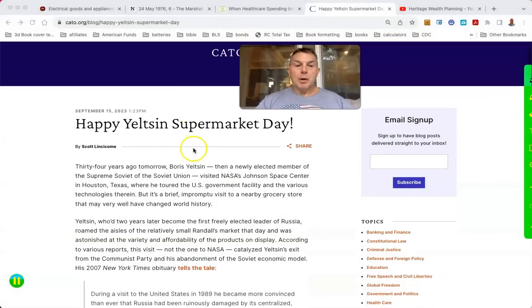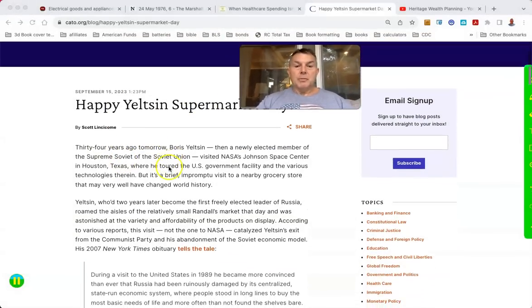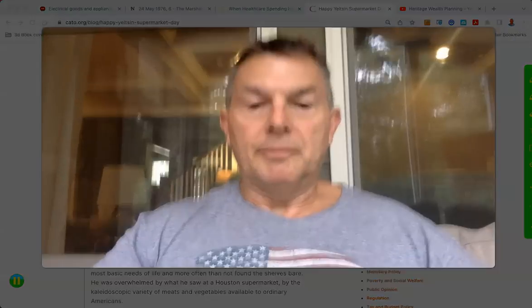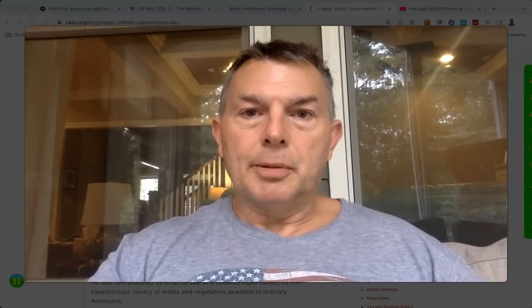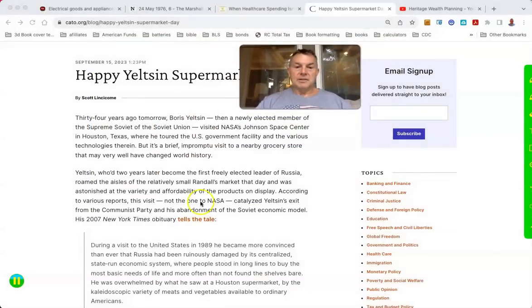Happy Yeltsin Supermarket Day. 34 years ago, Boris Yeltsin, then a newly elected member of the Supreme Soviet of the, basically we know Boris Yeltsin was the president of the United States. He was put in there by the U.S. Imperial. There's no other way around it. Imperialistic U.S. has put Yeltsin in there to basically destroy their economy, to give their rich people wealth that the Russians are still paying for. We did them wrong, dude. That's just our leadership just sucks.